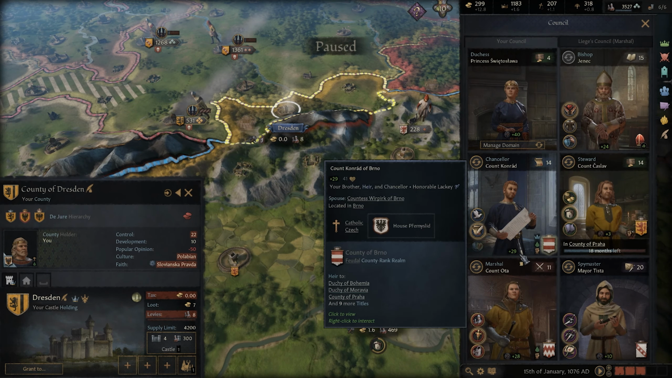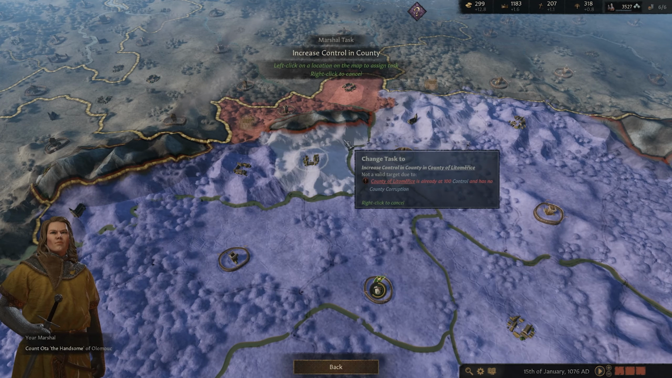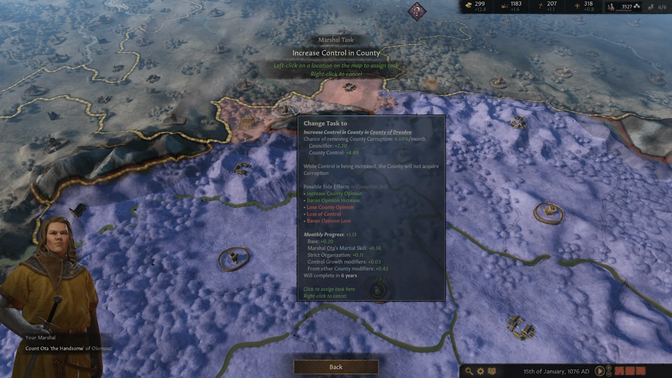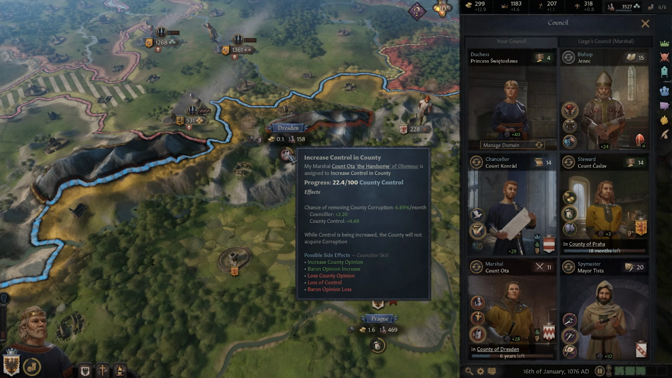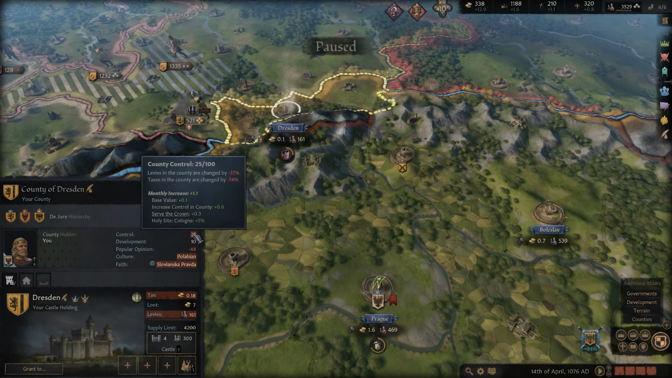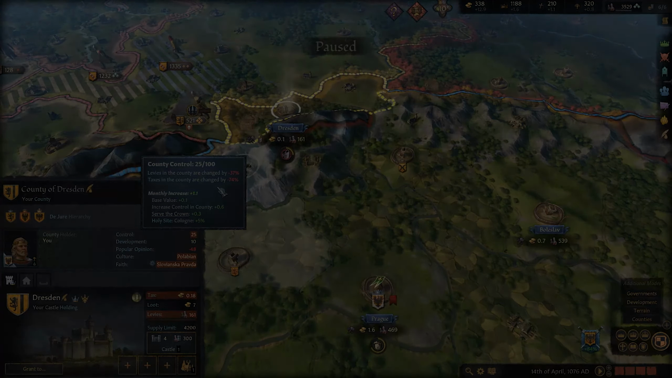The best way to rapidly take the control back of a county is through your marshal. Your marshal's increased control in county task will, obviously, increase the control based primarily on his marshal skill. It can still take years to increase the control of a county up to acceptable levels, and make sure, as with development, that you're only focusing on your own domains, not those of your vassals.